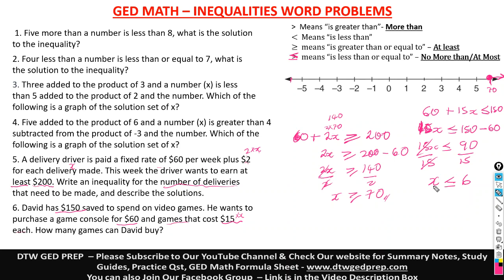Okay, so our x, the number of games that he can buy, the maximum number of games he can buy is what, 6. And we can test this. If we put x as 6 here, 15 times 6 will give us 90. And 90 plus 60 will give us what, 150. Okay, so he can't go beyond buying 6 games if he wants to spend at most 150. Okay, so this is how you represent and solve inequality word problems.